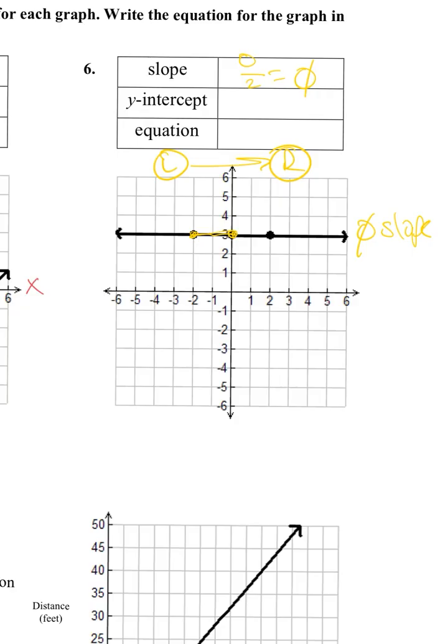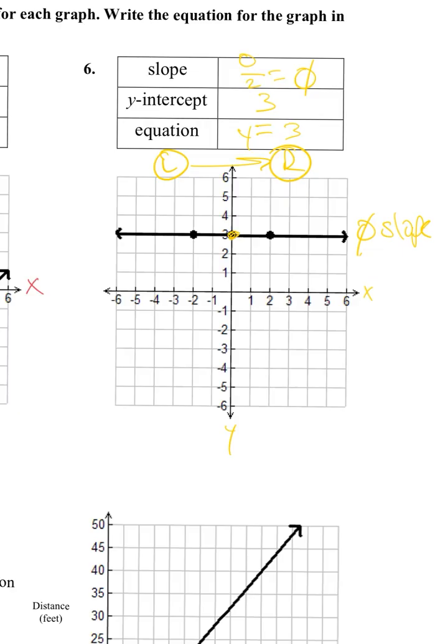What's my y-intercept? So at what point does this line cross the y-axis? So you got your x-axis, you got your y-axis. So at what point does it cross the y-axis? That's right here at positive 3. So my equation is y equals, since I got a 0 slope, I don't have to put anything down for the slope, so it's just y equals 3, and that's it.